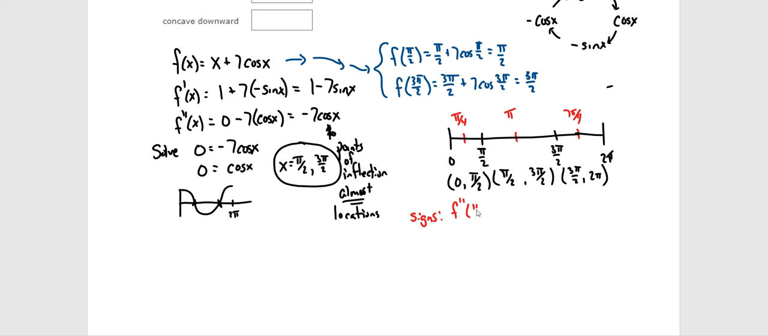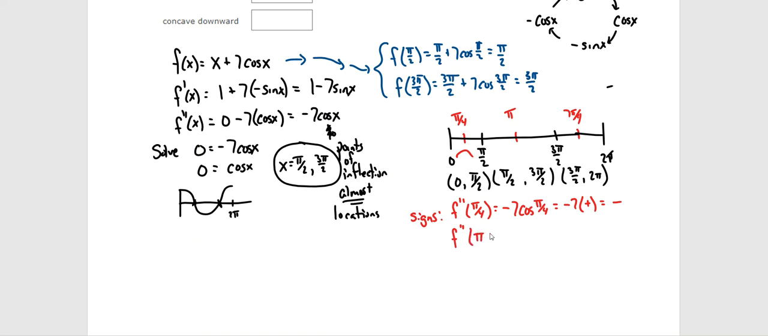The second derivative at pi over 4 is minus 7 times the cosine of pi over 4. Well, I know the cosine of pi over 4 is positive. So minus 7 times a positive number is negative. Yeah, cosine of pi over 4 is square root of 2 over 2. Square root of 2 over 2 times negative 7 is negative 7 square root of 2 over 2. But I don't care what the number is. I only care about the sign. It's negative. So a negative is down, right? Negative people frown. It goes down. It works for me. So we're concave down in that first interval.